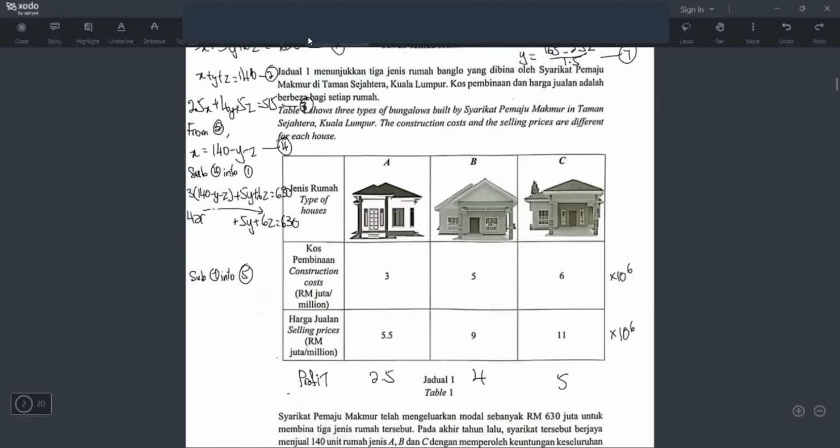Okay, let's start back here. 3 times 140 is 420. 3 times negative y should be negative 3y. And then 3 times negative z should be negative 3z, right? So let me erase. I need some space. So it should be negative 3z here, and then plus 5y plus 6z equals 630. Like this, then only it's correct.